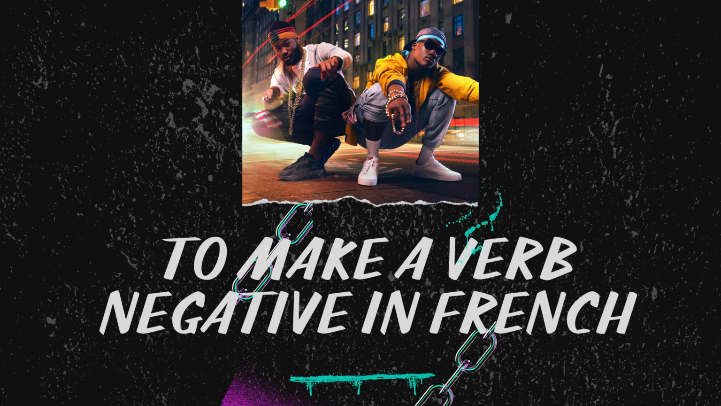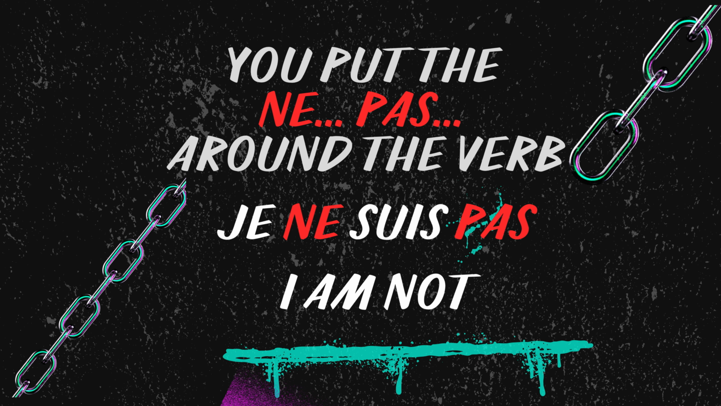To make a verb negative in French, you put the ne part around the verb. Say what? Ne part around the verb.